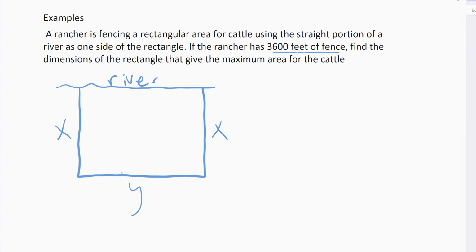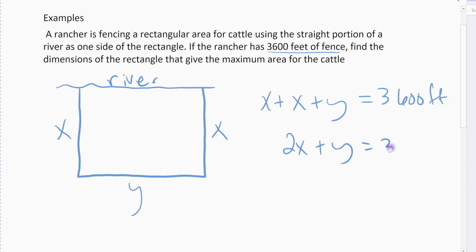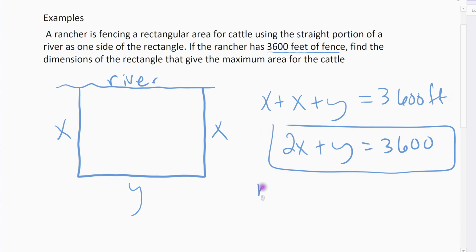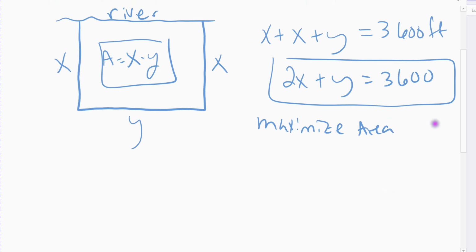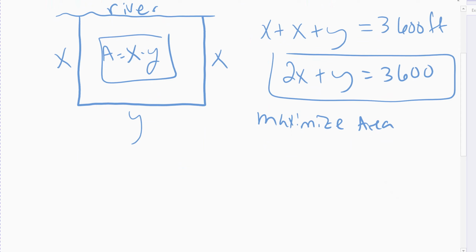So he has 3,600 feet of fence total, so the x plus y, that perimeter without the river, has to add up to 3,600 feet. So 2x plus y has to add up to 3,600 feet. That's what we have to have. We want to maximize area. Area is length times width, so it'd be x times y, and that's what we want to maximize. And remember, area has to be positive, and all my values have to be positive.